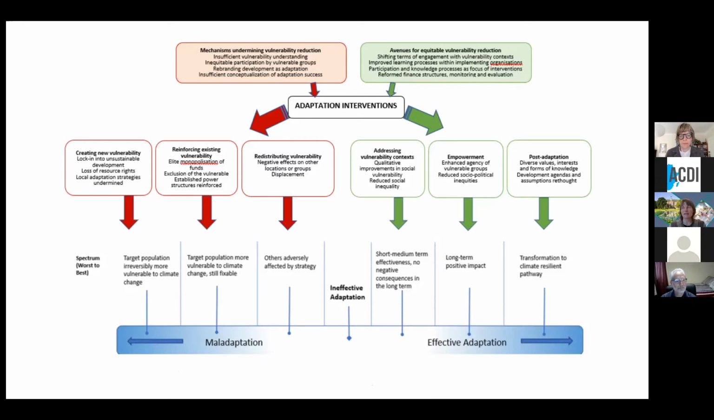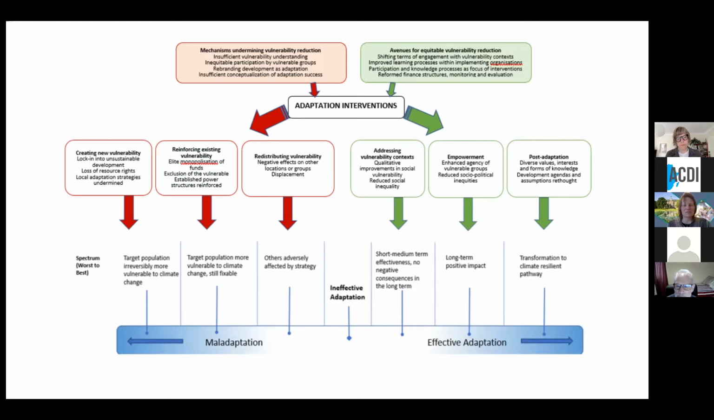And I think it's the lack of conscious thinking around that that leads to the elite capture, the groups that are most heard having their needs met, while the groups that are least heard, whether disabled people or children, who are most vulnerable in the first place, have their needs met the least, or their position is even exacerbated. So on the left here are the mechanisms undermining vulnerability reduction: insufficient vulnerability understanding, inequitable participation, rebranding development as adaptation, insufficient conceptualization of adaptation success that can push adaptation interventions towards maladaptation.